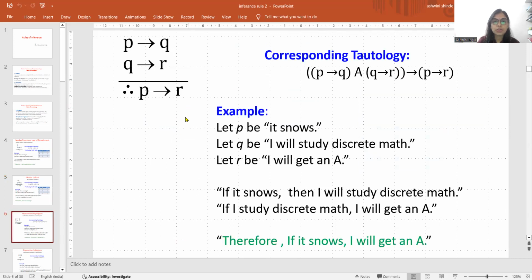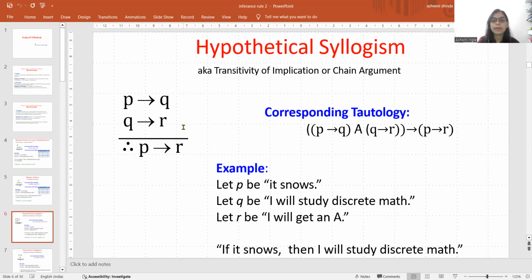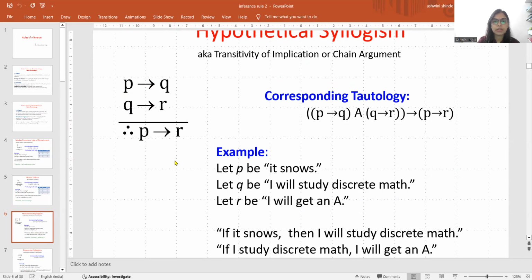So next rule, that is hypothetical syllogism. Hypothetical syllogism has two premises again: if P then Q, if Q then R. Your conclusion becomes if P then R. Now we take an example here.